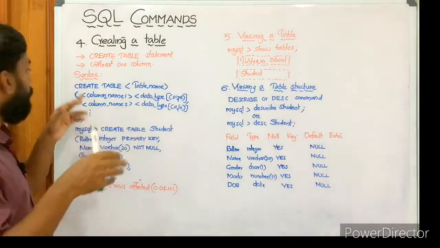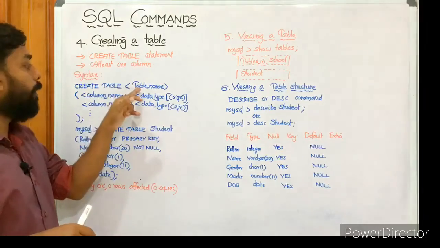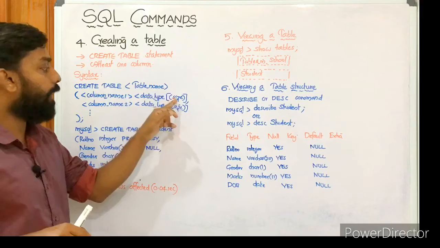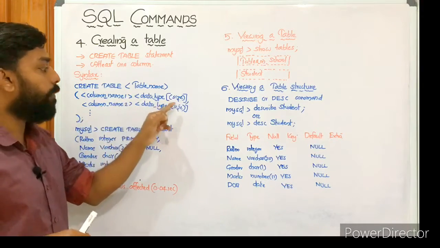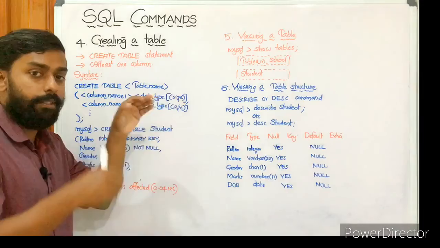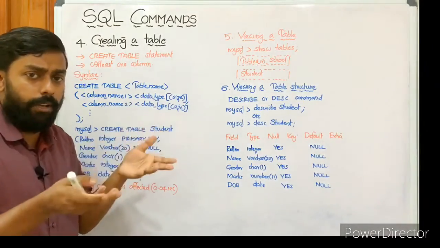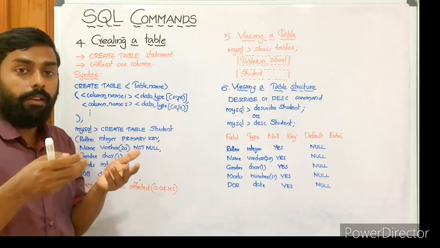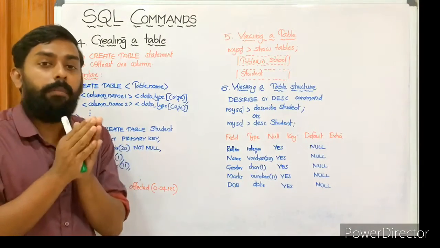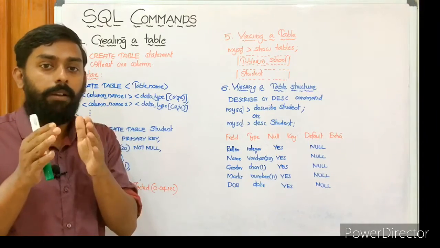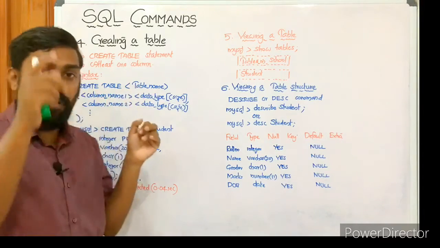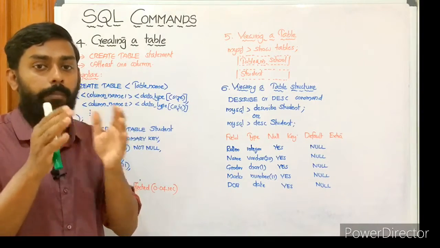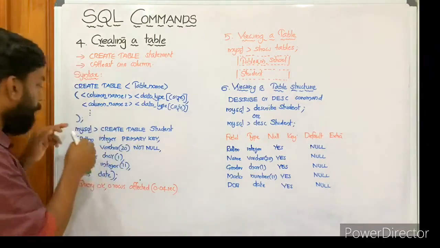Okay, let's look at the syntax: create table, table name, then in parentheses column name 1, data type size, comma, column name 2, data type size, comma, column name 3, data type size, etc. Meaning we can have any number of columns, right? Finally closing parenthesis and semicolon. This is the syntax of creating a table. After the table name, in parentheses we specify column names and data types. Finally closing parenthesis, semicolon.